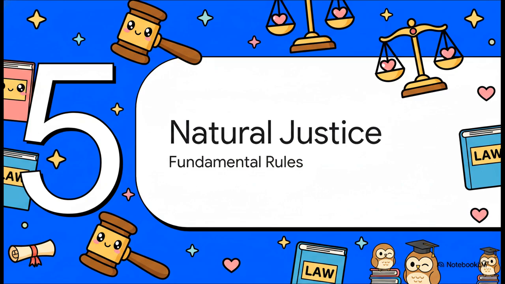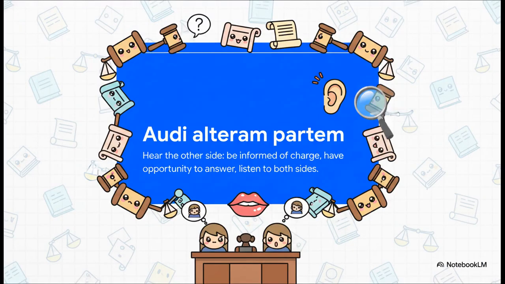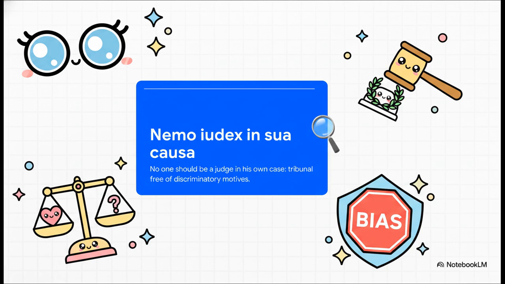Let's look at the fundamental rules. Let's lock in the 2 essential Latin maxims that govern every single courtroom. First flashcard, audi alterum partem. It literally translates to, hear the other side. This guarantees 3 things. You have the absolute right to be fully informed of the charges against you, you must get a fair and reasonable chance to answer those charges, and the tribunal absolutely must listen to both sides before deciding. Audi alterum partem. The second big maxim is nemo iudex in sua causa.